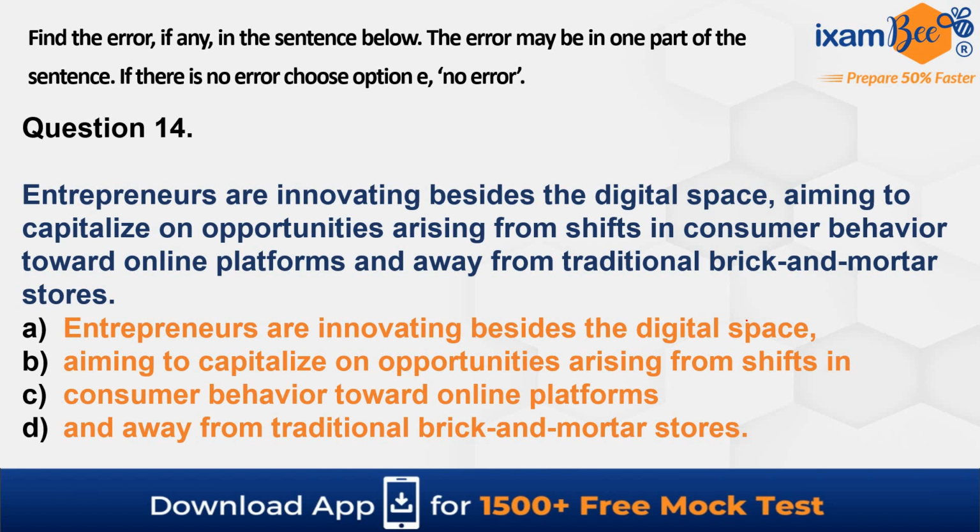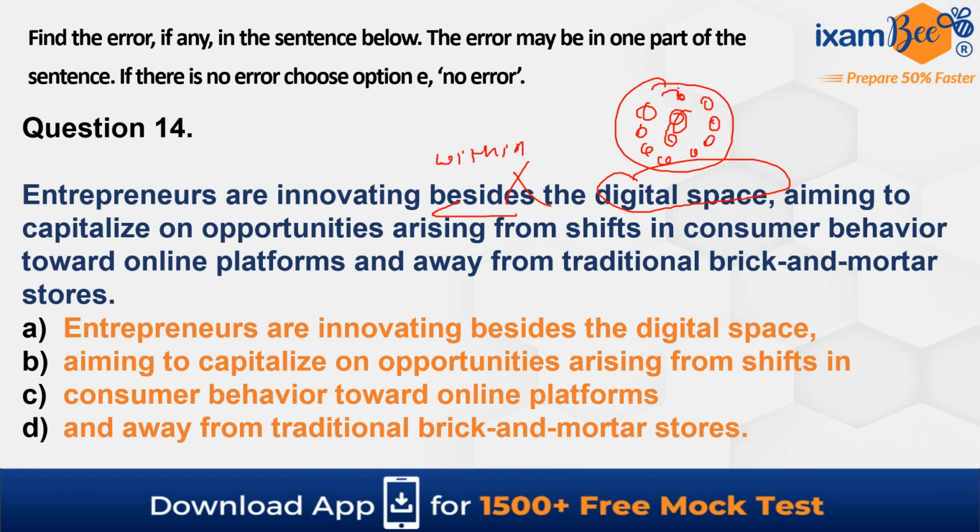Next question. Entrepreneurs are innovating besides the digital space. What do you mean by "besides the digital space"? It doesn't make sense. Entrepreneurs are innovating besides the digital space, aiming to capitalize on opportunities arising from shifts in consumer behavior toward online platforms and away from traditional brick and mortar stores. So entrepreneurs are innovating within. There is a digital space, and within that whole digital domain, entrepreneurs are innovating new things. They're making groundbreaking discoveries, right? So it should be within, that means inside. So besides, no. The answer will be A.